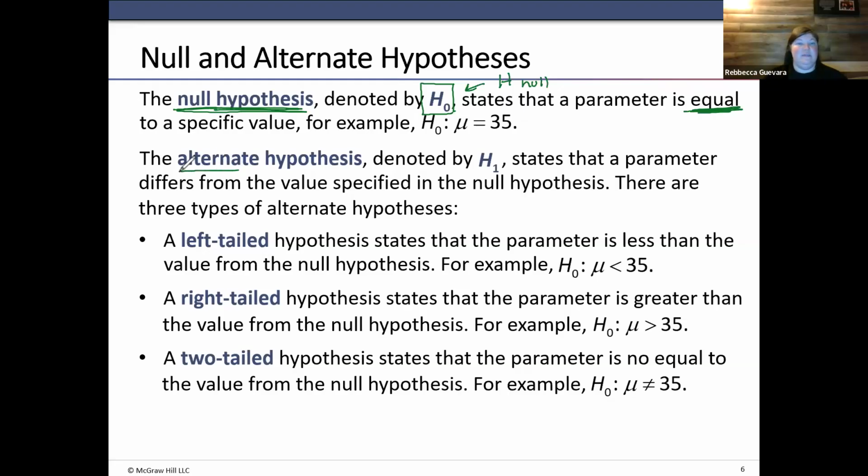Alternative hypothesis. So you'll see different notations for it. This is an H subscript 1. If you look this up, you might also see an H with a subscript A for alternative hypothesis. This hypothesis states that the parameter differs from the value specified in the null hypothesis. So basically not equal. In one way or another, it's not equal.